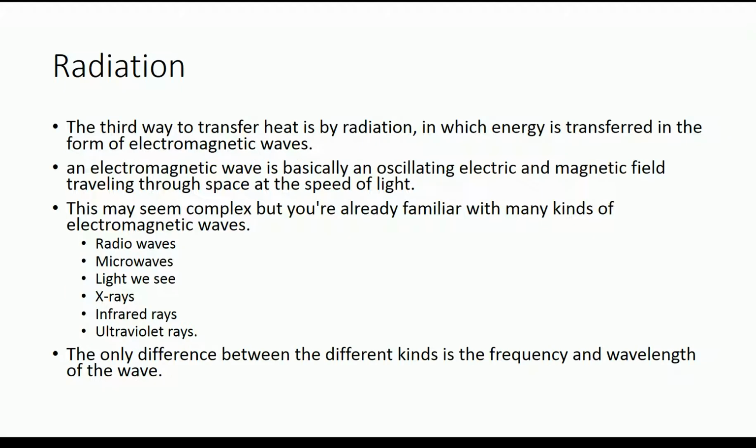Radiation. Radiation is the third method of heat transfer, and it is in the form of electromagnetic waves. An electromagnetic wave is basically a sinusoidal oscillating electromagnetic field, okay, which means that there are two different things going on. There is an electric field and a magnetic field, all right? And they're traveling through space.